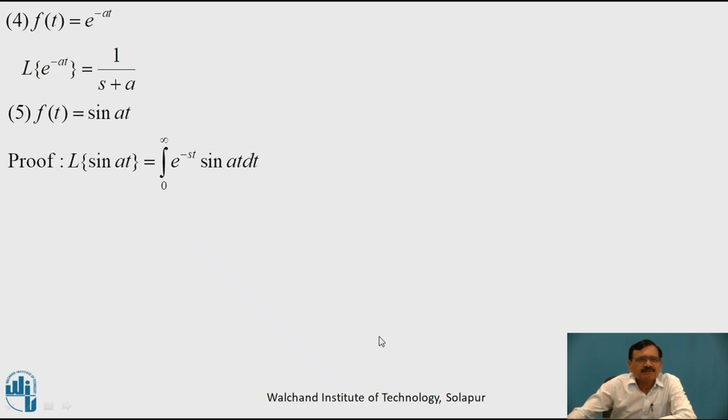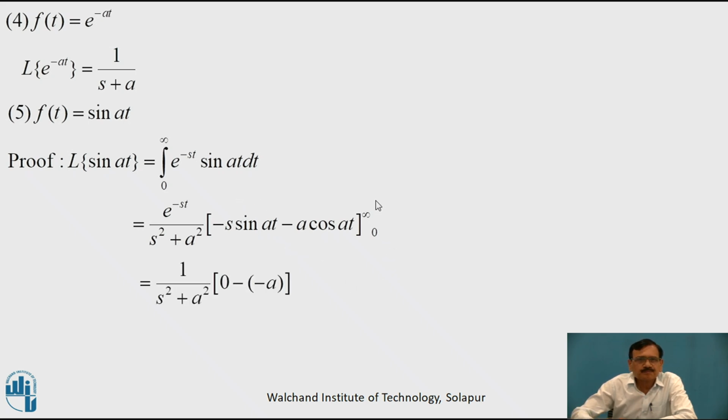Fifth function is f of t equal to sin at. Therefore, Laplace transform of sin at is integration from 0 to infinity e raised to minus st sin at dt, which is equal to, by using the formula of integral of e raised to ax sin bx dx, here a is minus s and b is a, we can write the value of this integral as e raised to minus st upon minus s whole square, means s square, plus a square, into bracket minus s sin at minus a cos at, with the limit 0 to infinity. As t tends to infinity, e raised to minus st tends to 0. Therefore, for the upper limit the complete value will become 0.